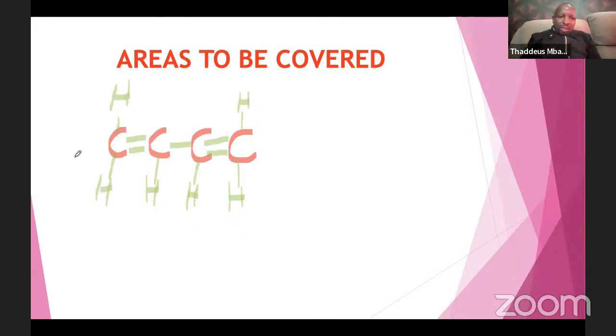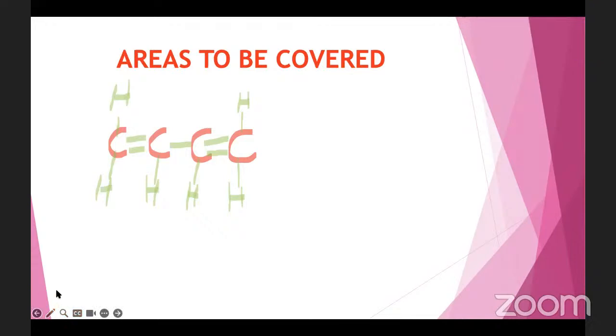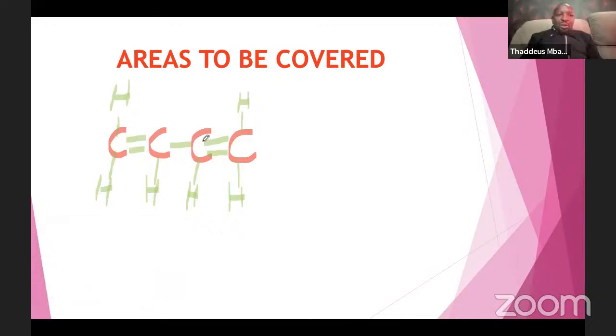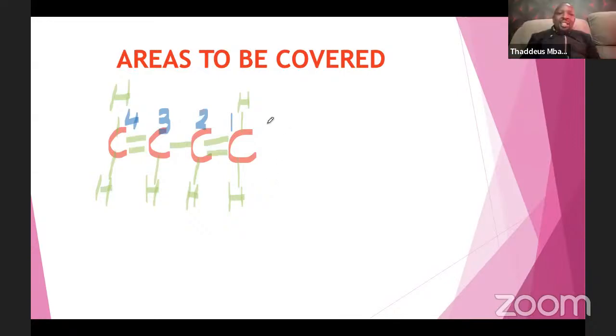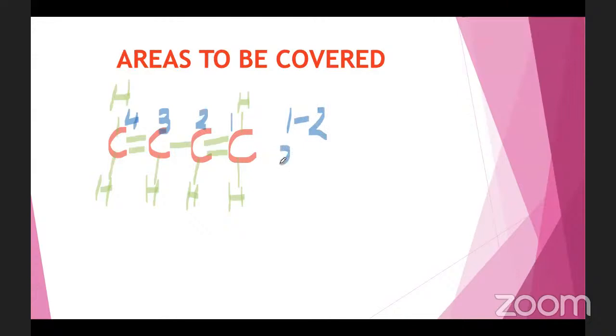Now, let's count. We start counting. We can start counting from any side because both of them, we have 1, 2, 3, and 4. So in that kind of a scenario, this is the longest continuous chain of how many carbon atoms? 4. So the name becomes but. But it has a double bond. Where is the double bond occurring? Between the first and the second, and also between the third and the fourth. So the name becomes what?